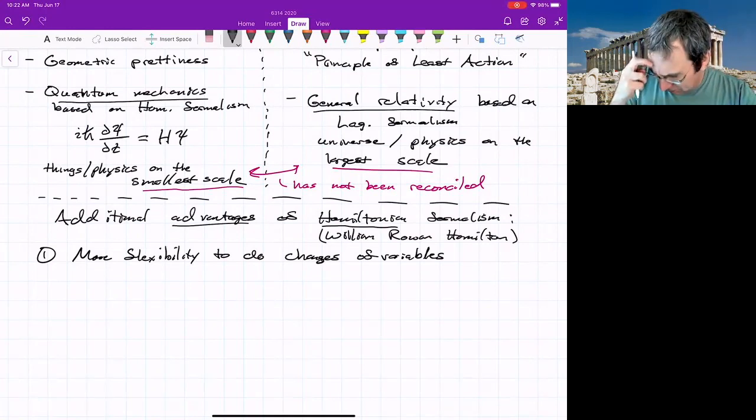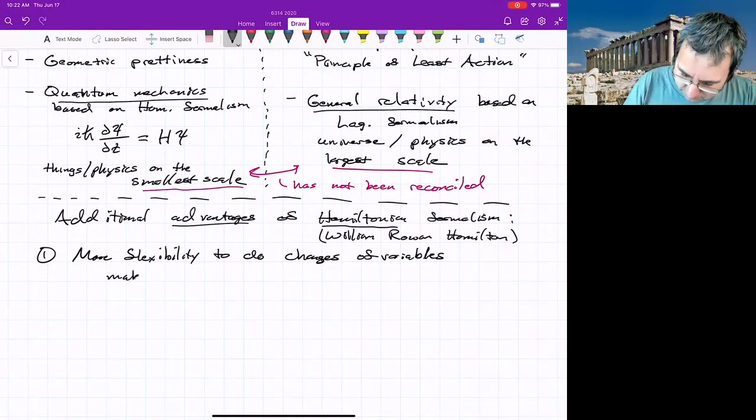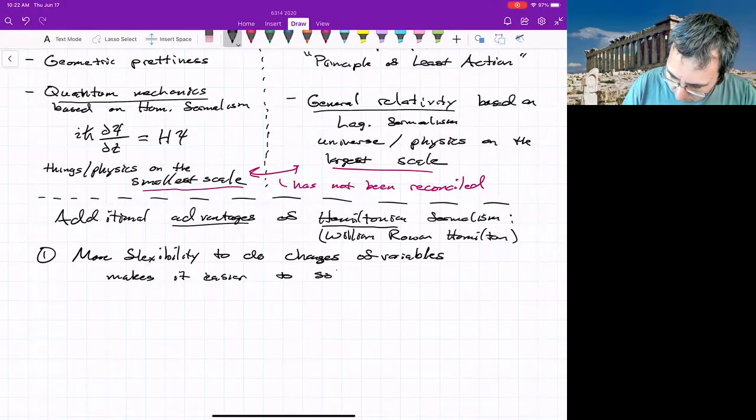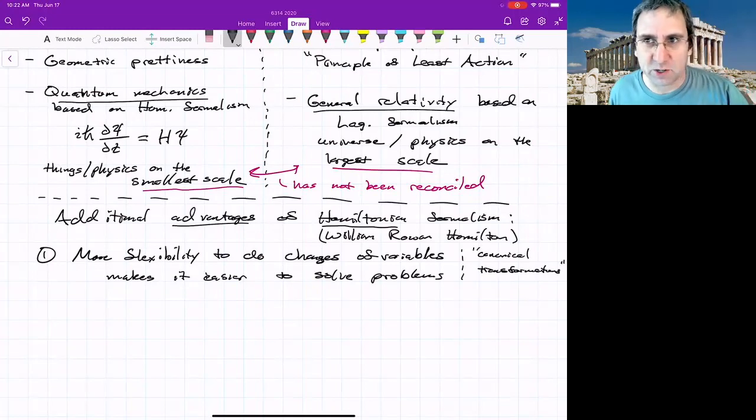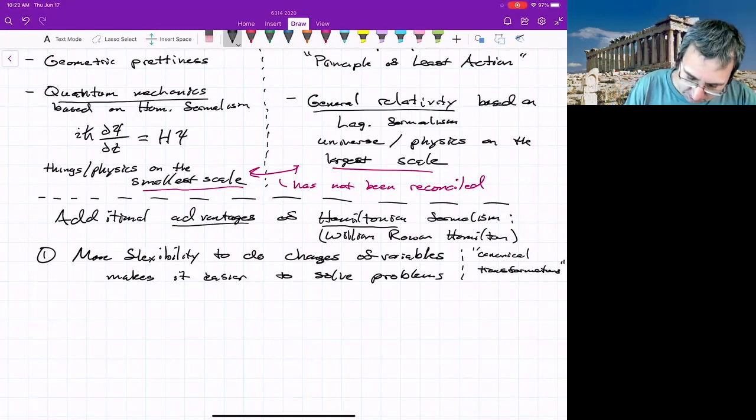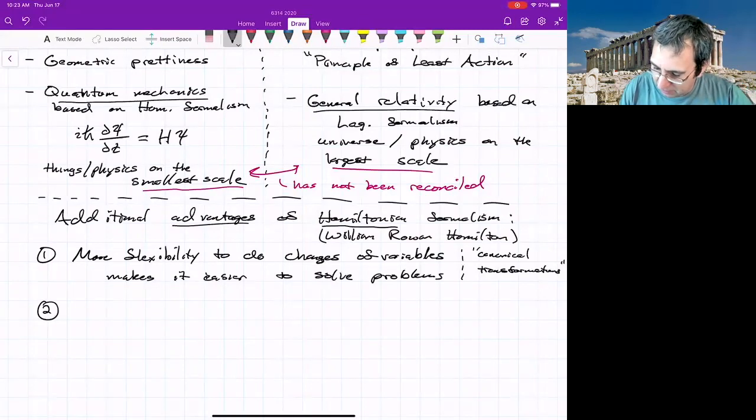So this more flexibility to do a change of variables makes it easier to solve problems. And these things are called canonical transformations. So just as a preview. Canonical transformations. Because Hamilton's equations are sometimes called Hamilton's canonical equations. There's a method to get, in some sense, the best canonical transformation.